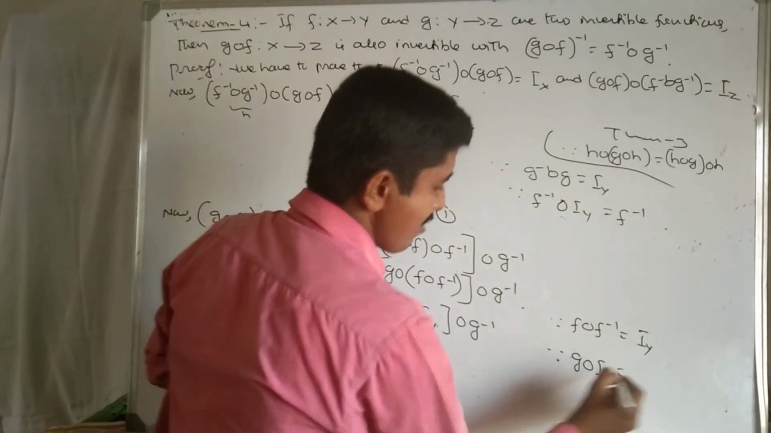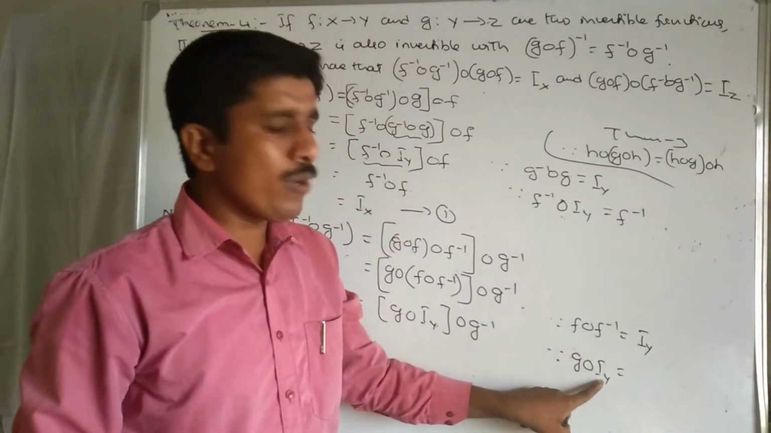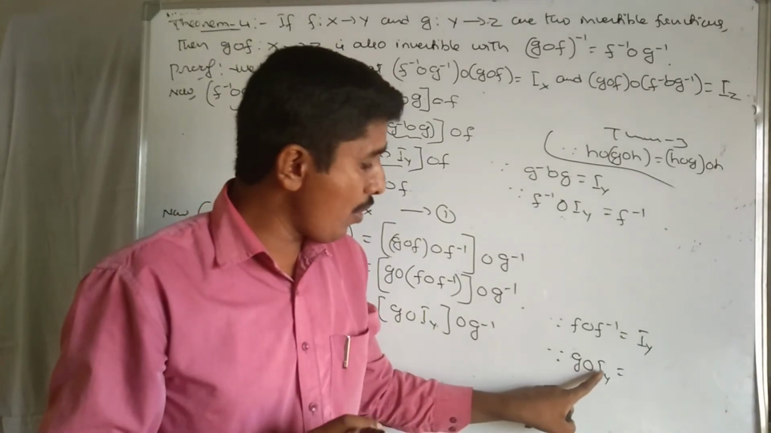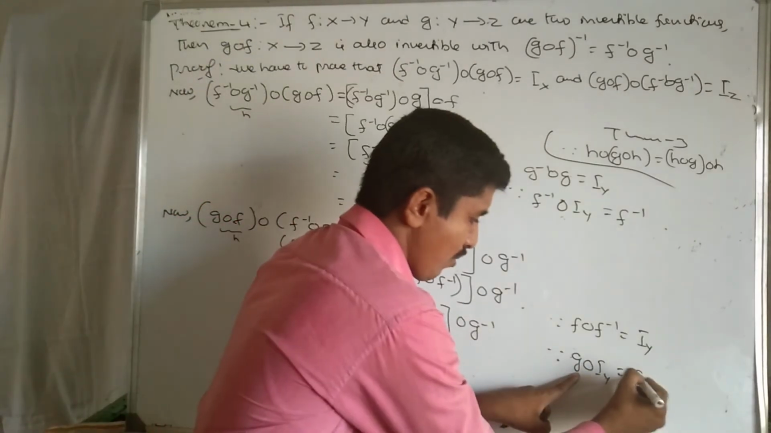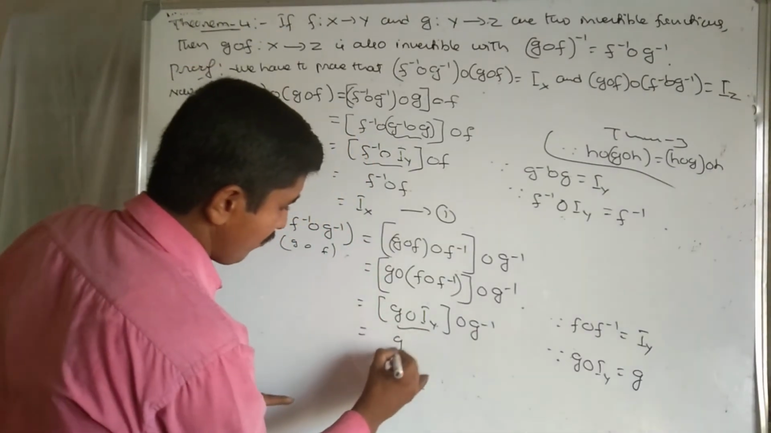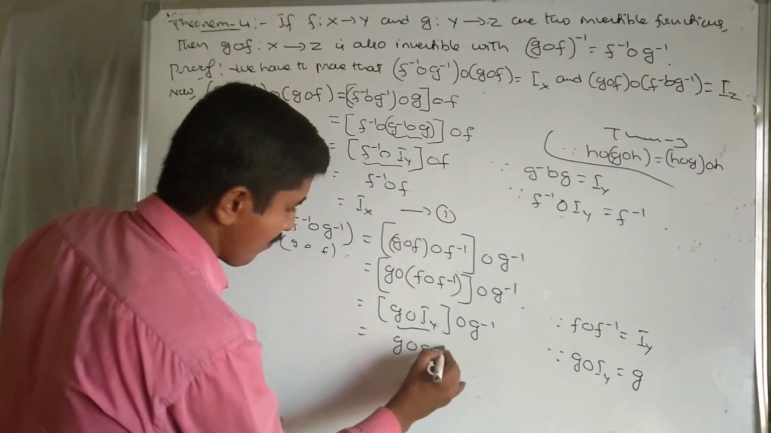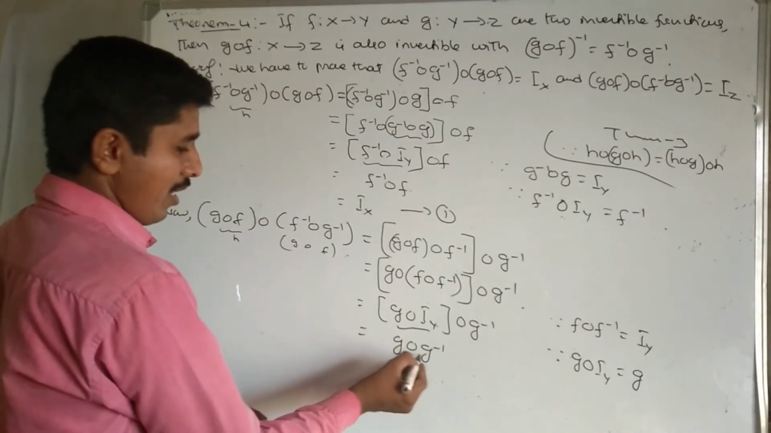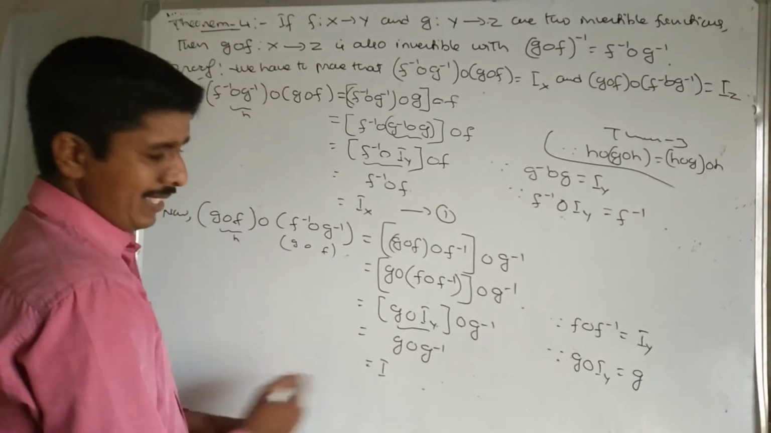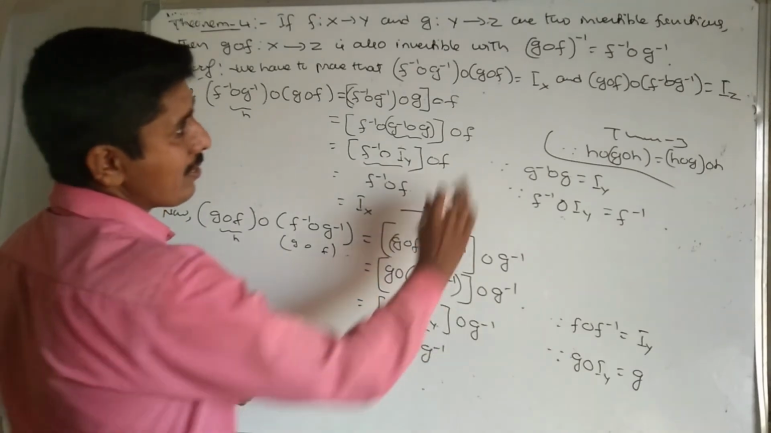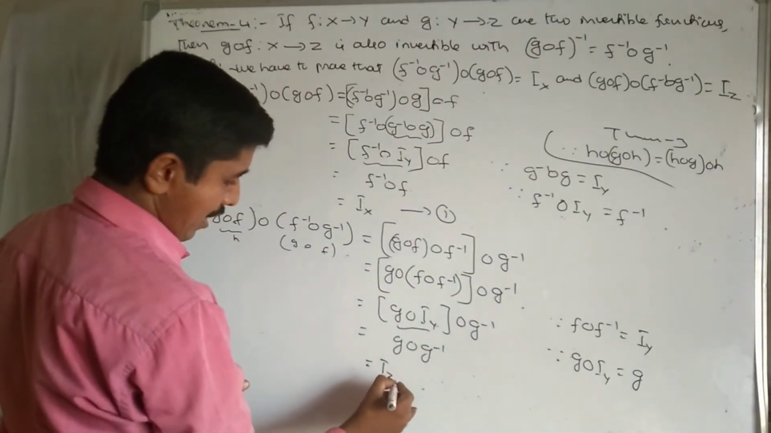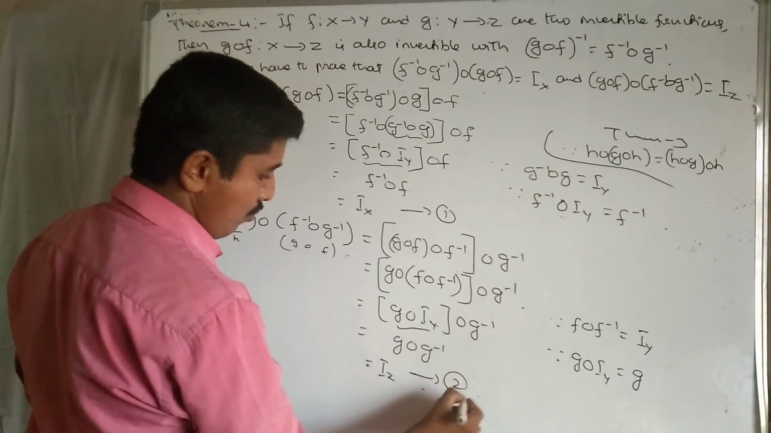Next, G o I_Y. The composition of any function with the identity function is equal to the function itself. G o I, where I is the identity function, is equal to G. This is G o G inverse. The composition of any function with its inverse function is equal to what? The identity function. Here G domain is Y, and G inverse domain is Z. So I subscript Z, called equation 2.